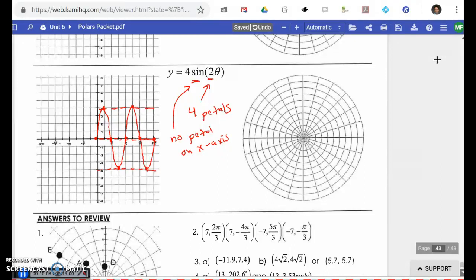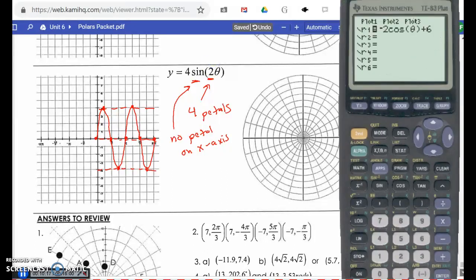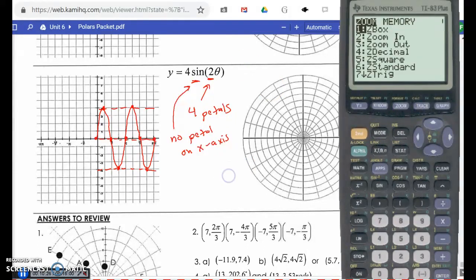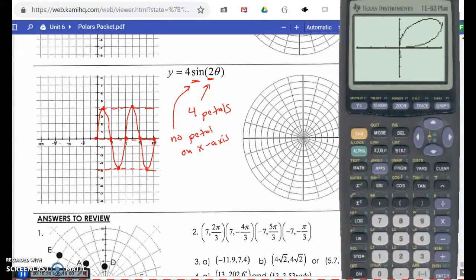If I go over to the graphing calculator, we'll get a good sketch of it. Come on, graphing calculator. Aha. We'll go to y equals 4 sine 2 theta, then get rid of the stuff at the end, and hit zoom 0. And then you get a graph that looks like this.